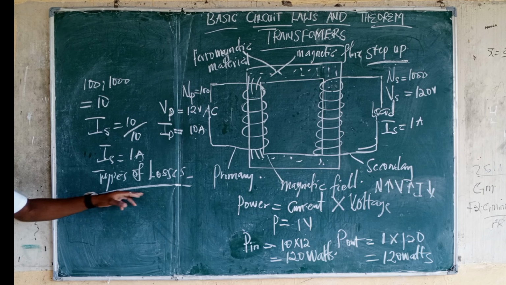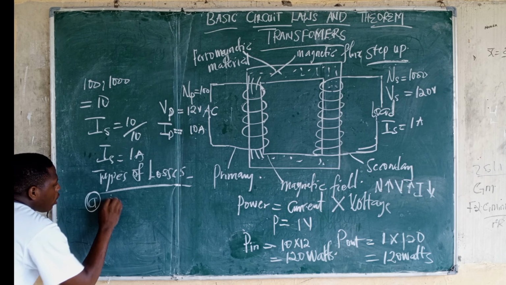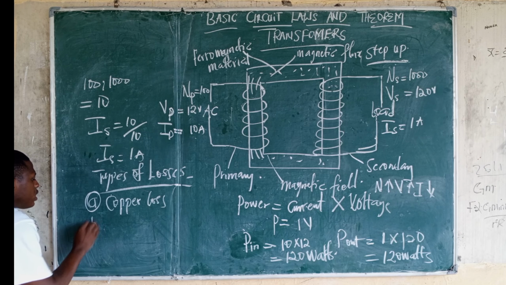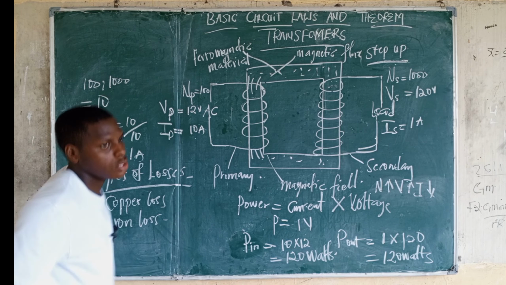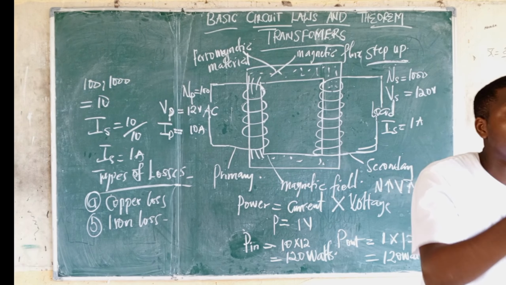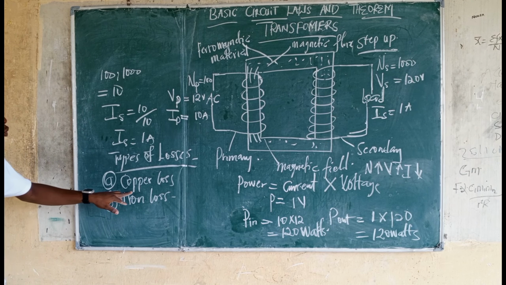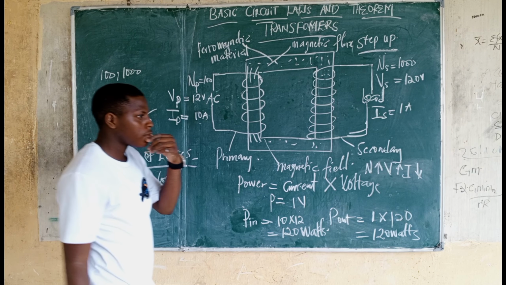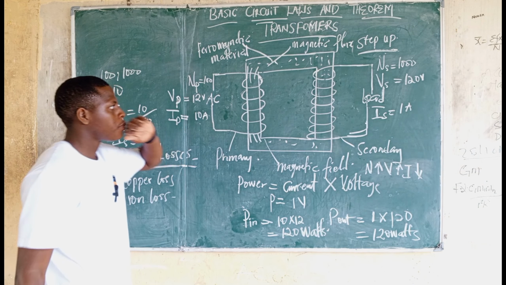Now, when we talk of types of losses in transformer, the first one is copper loss, while the second one is called the iron loss. So these are the two major types of losses we have in transformer. The first one, which we are going to talk about, is the copper loss, while the second one is your iron loss.